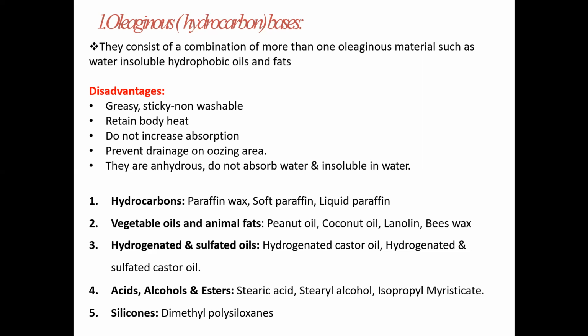So there are a number of types of oleaginous bases. First, hydrocarbon. In this category, paraffin wax, soft paraffin, and liquid paraffin are the hydrocarbon oleaginous bases. Next, vegetable oil and animal fat: peanut oil, coconut oil, lanolin, and beeswax are used. Next, hydrogenated and sulfated oil: hydrogenated castor oil and sulfated castor oil are used as oleaginous bases.